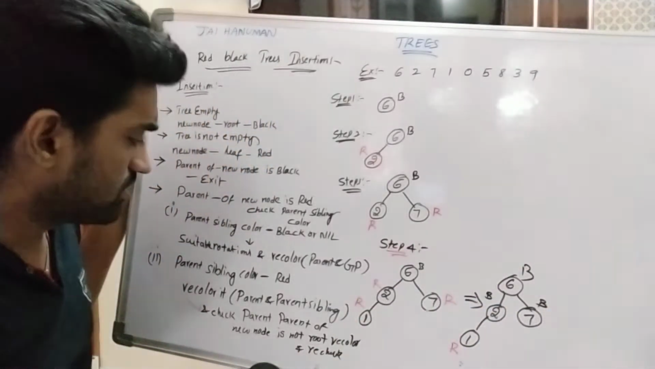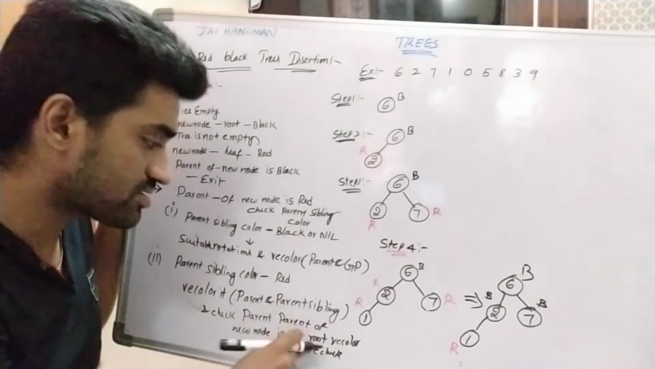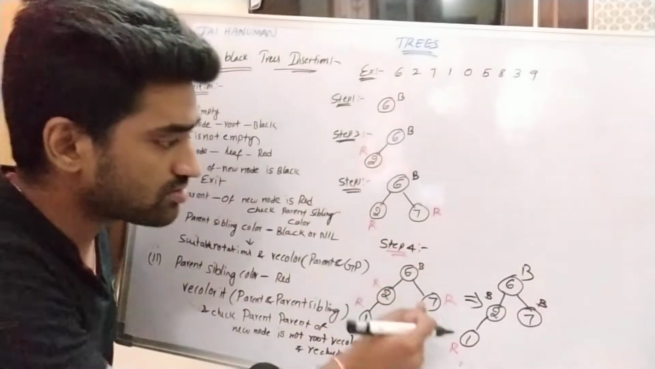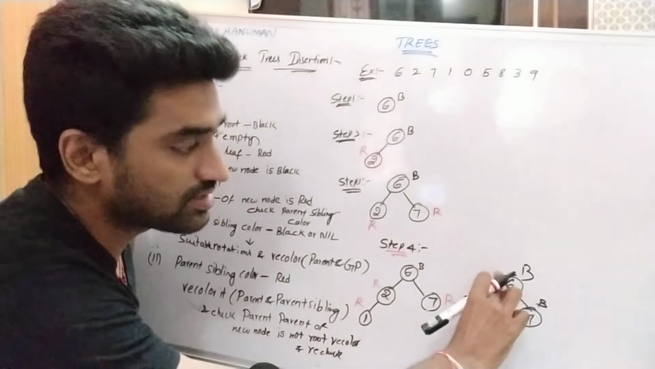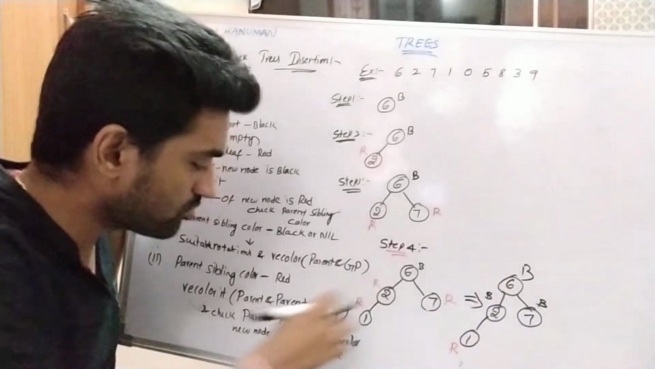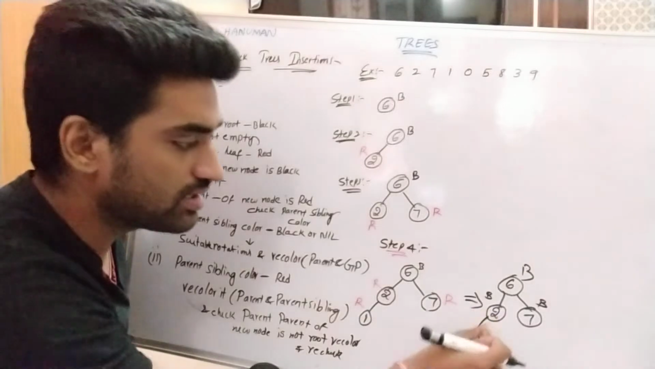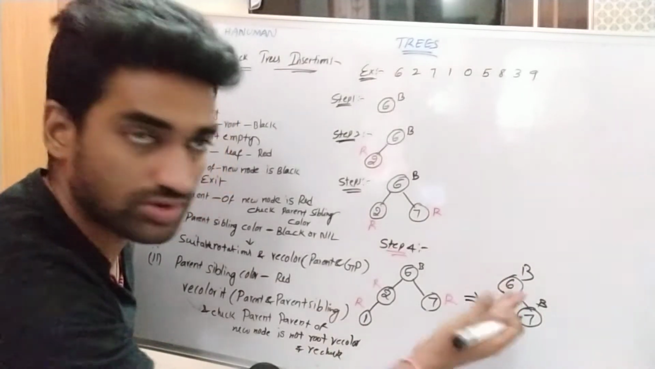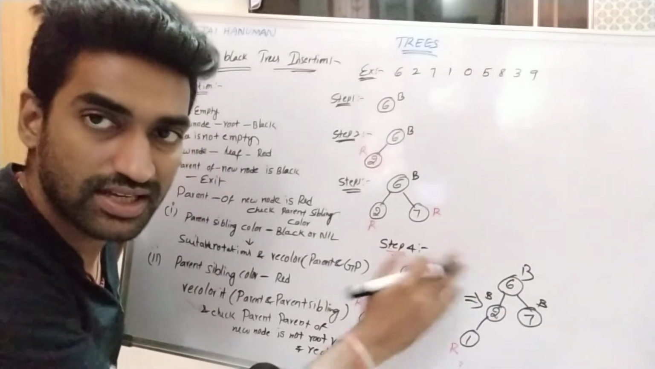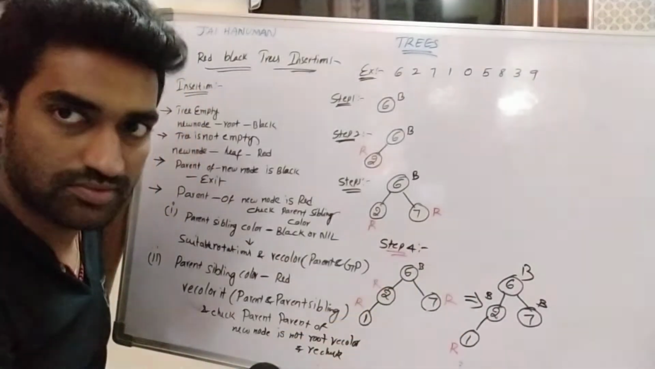Right? So here again check the parent of parent of the new node is not the root node. So the parent of parent, that is the grandparent. Only if the parent of parent is not a root node can we perform recolor and recheck. But here the parent of parent is root, so there is no need to perform recolor and recheck. Right? So this is a red black tree.